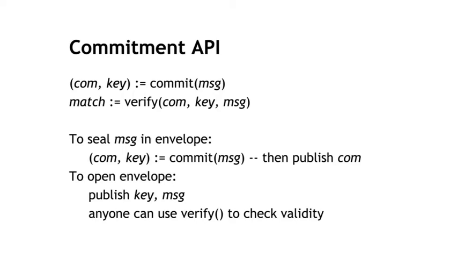And this is what the application programming interface would look like for the envelope example. You can commit to a message, and that will produce a key to unlock the commitment. Then later, someone can verify this commitment by using the key that you have given them.